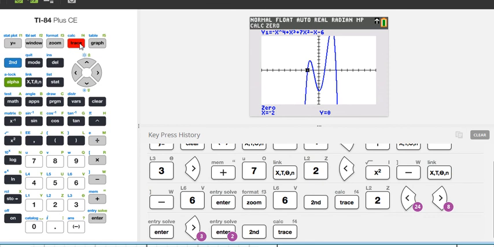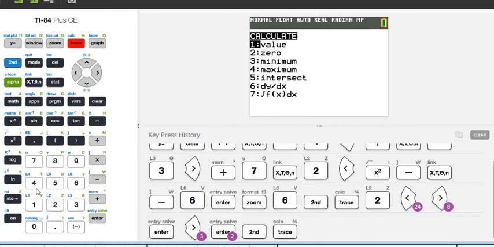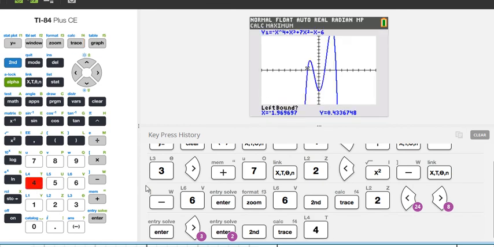Second, trace. We're looking for a max first, so we'll hit 4. And it wants a left bound. That looks good enough, here's to the left of the max I want. Here's to the right of the max I want. Enter. And you'll find a max of this. We'll usually ask you to round to 3 decimal places. So you'll find the coordinate of this max, this min, and this max. If you'd like, go ahead and pause the video to do that, and then you can check with me on the answers.